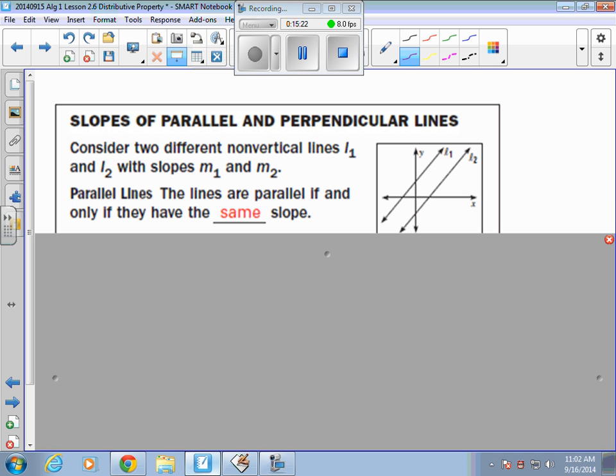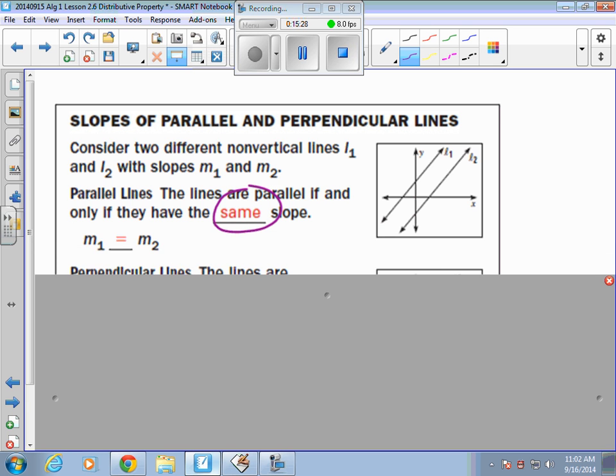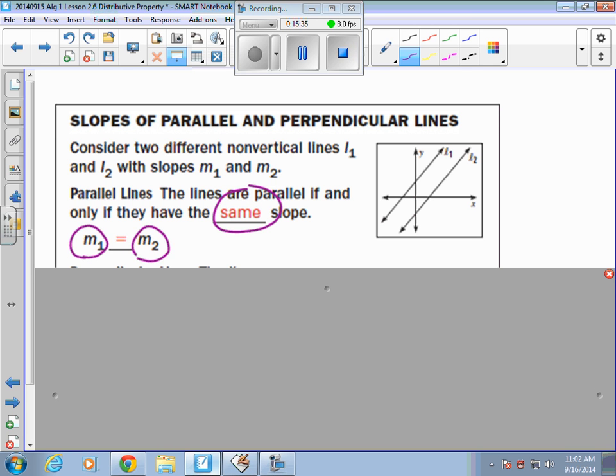Slopes of parallel and perpendicular lines. Parallel lines have the same slope. They rise and run the same value. So the slope of line 1, m of 1, is equal to m of 2.